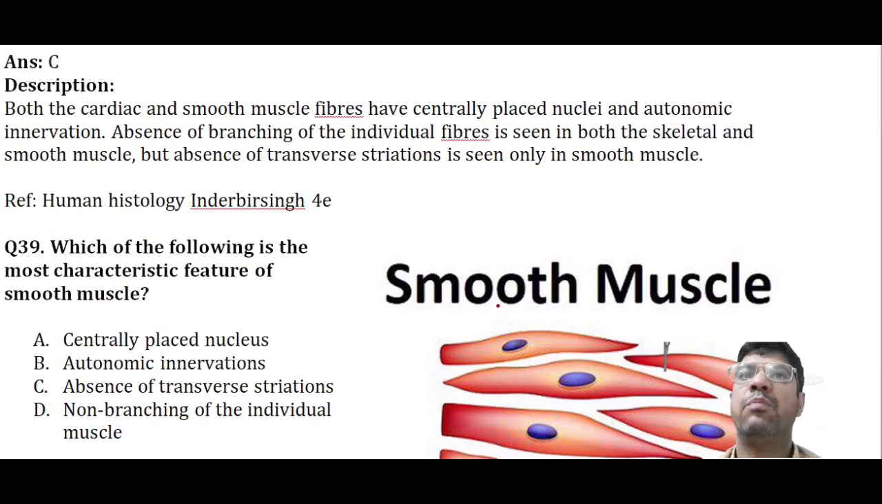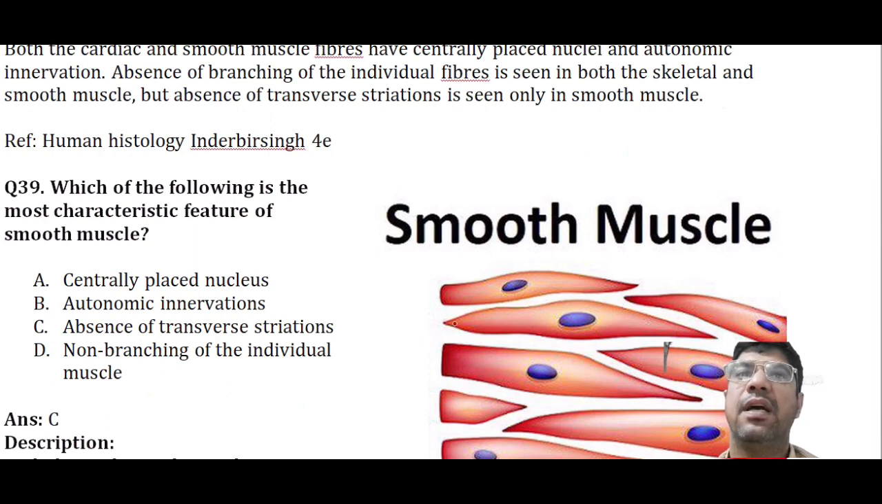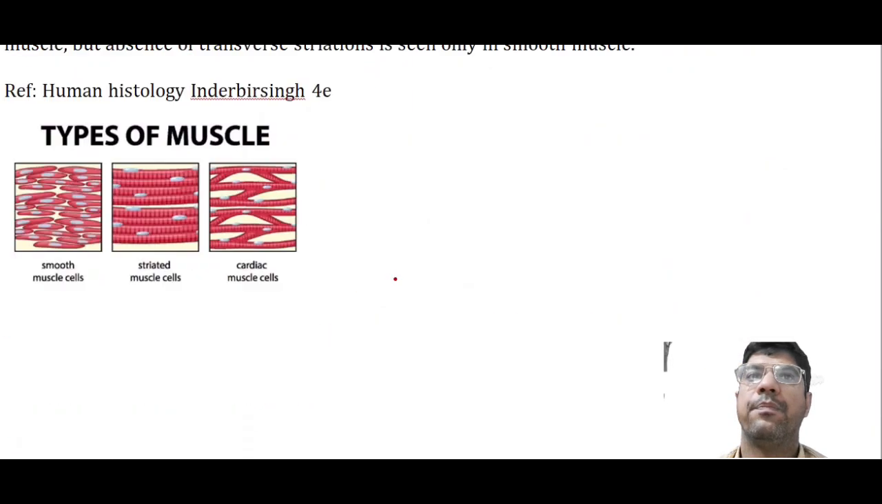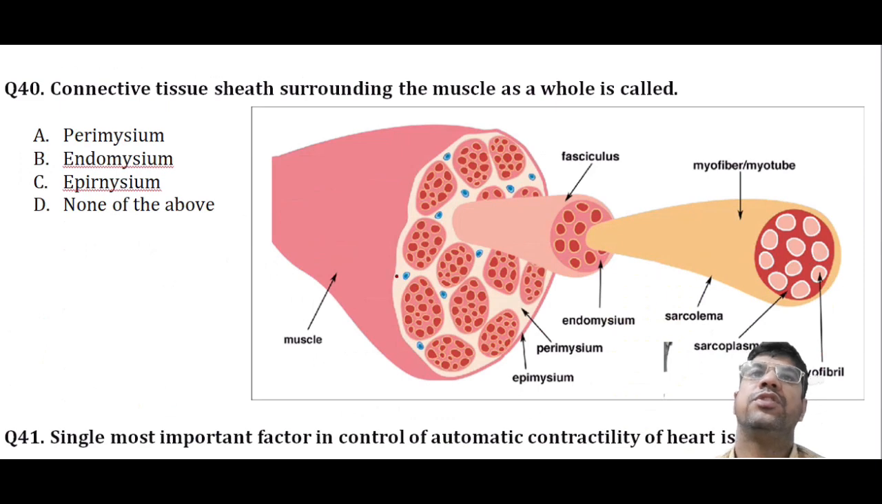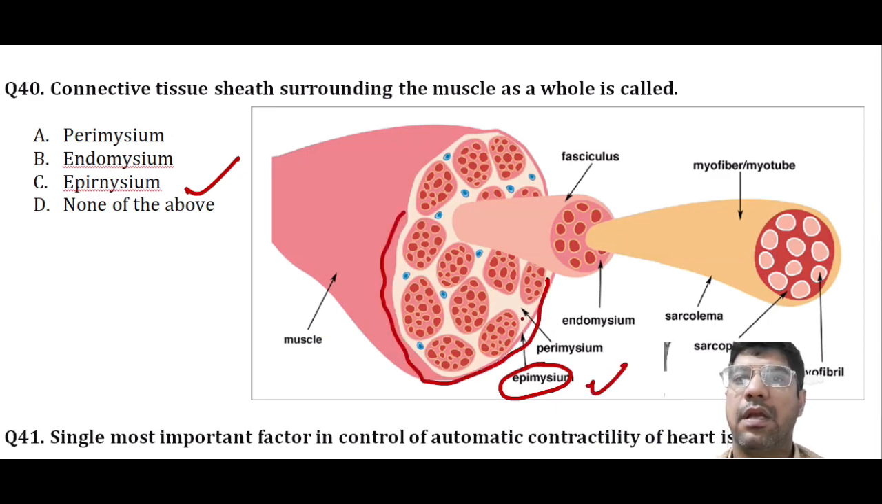Which of the following is the most characteristic feature of smooth muscle? The answer is again the absence of the transverse striation. The connective tissue sheath surrounding the muscle as a whole unit is the epimysium. It is the connective tissue that surrounds the entire muscle. Endomysium surrounds the individual muscle fiber, and perimysium surrounds the bundle of muscle fibers.